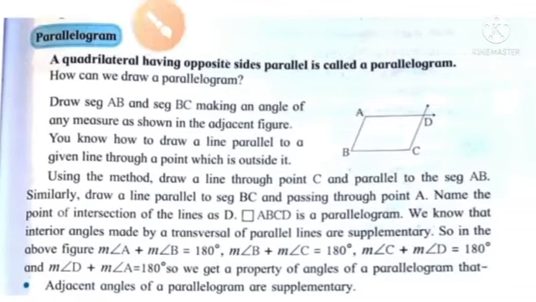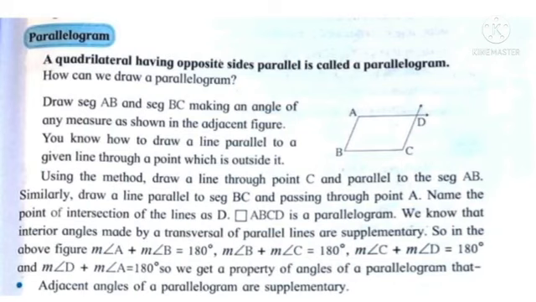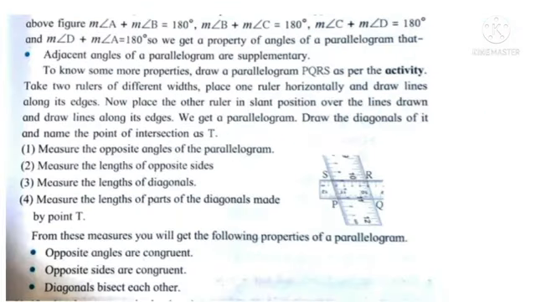Next type is, students, see parallelogram. You know the properties of parallelogram. First definition, a quadrilateral having opposite sides parallel, we call it as parallelogram. Here see, AD is parallel to BC and AB is parallel to DC. So we call quadrilateral ABCD a parallelogram. So what are the properties of parallelogram? Opposite angles are congruent, opposite sides are congruent, and diagonals bisect each other. These are the properties of parallelogram.